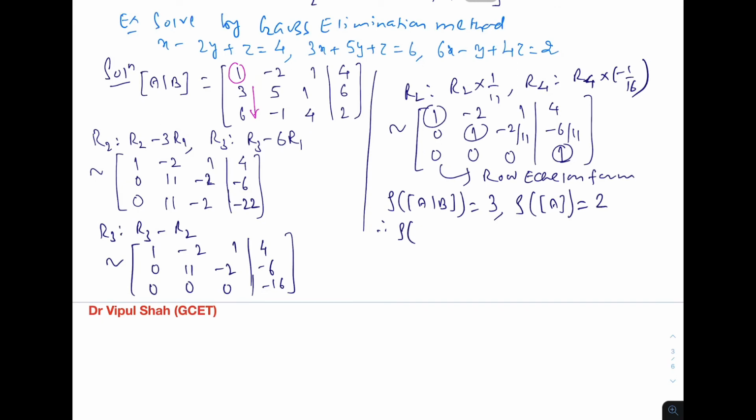So here the rank of the augmented matrix AB and the rank of A are not equal, and therefore the system is inconsistent. The system has no solution.